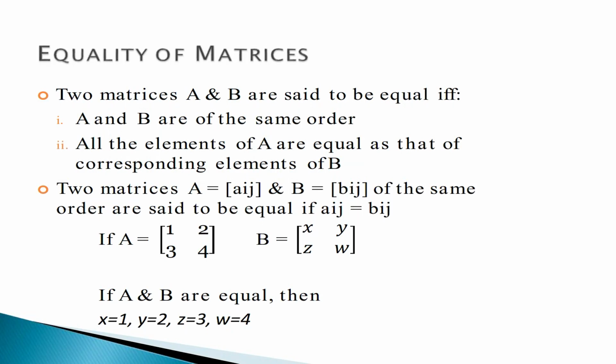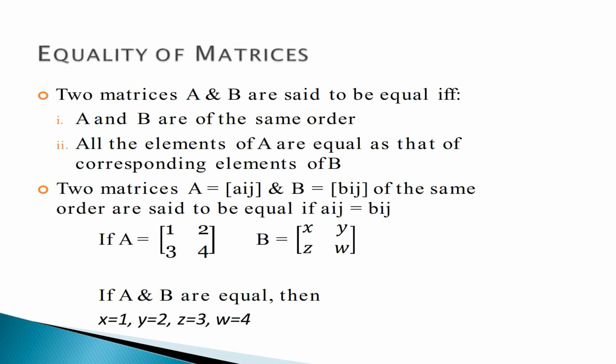Next is equality of two matrices. Two matrices A and B are said to be equal whenever the order of A and the order of B are the same, and all the elements of A are equal to the corresponding elements of B. First of all, the two matrices are equal if the orders are the same and the corresponding elements are the same.